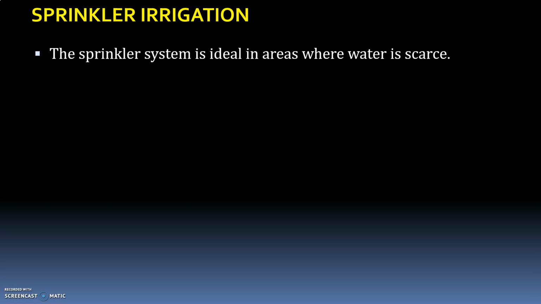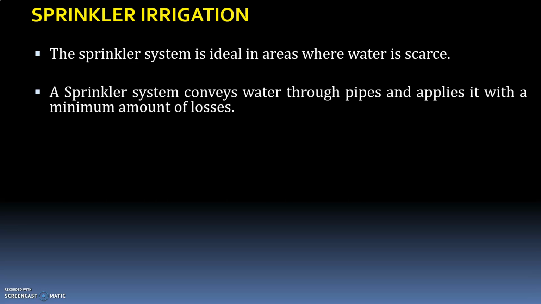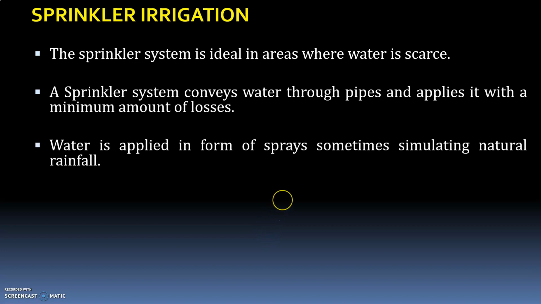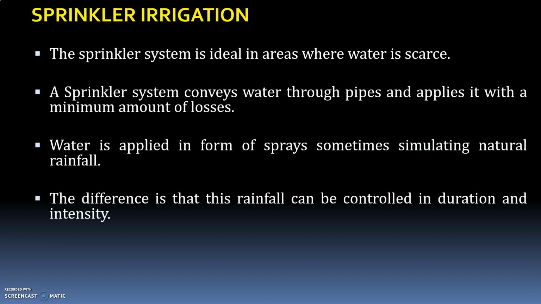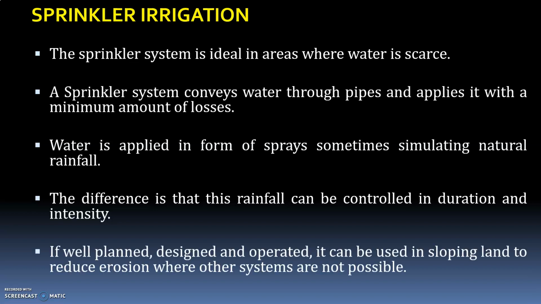The sprinkler irrigation system is ideal in areas where water is scarce. A sprinkler system conveys water through pipes and applies it with a minimum amount of losses. Water is applied in the form of sprays, sometimes simulating natural rainfall. The difference is that this rainfall can be controlled in duration and intensity.